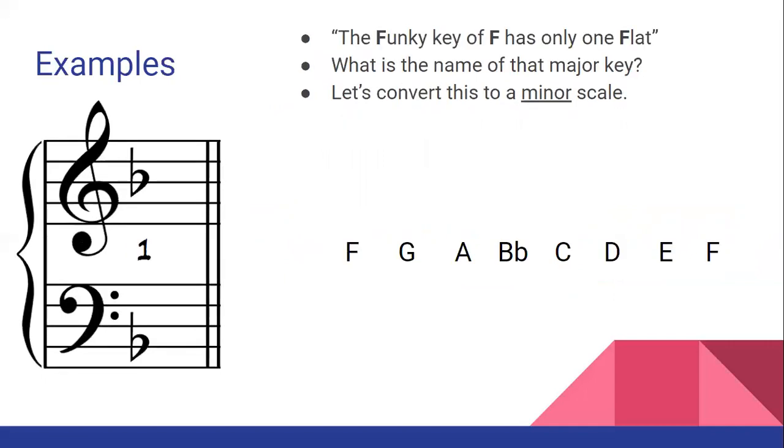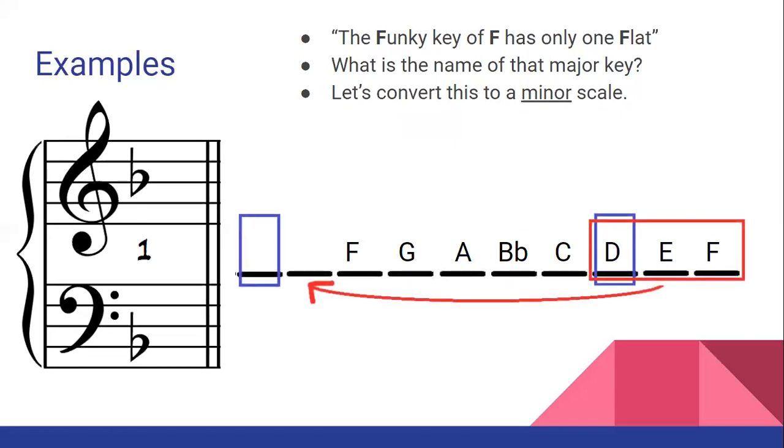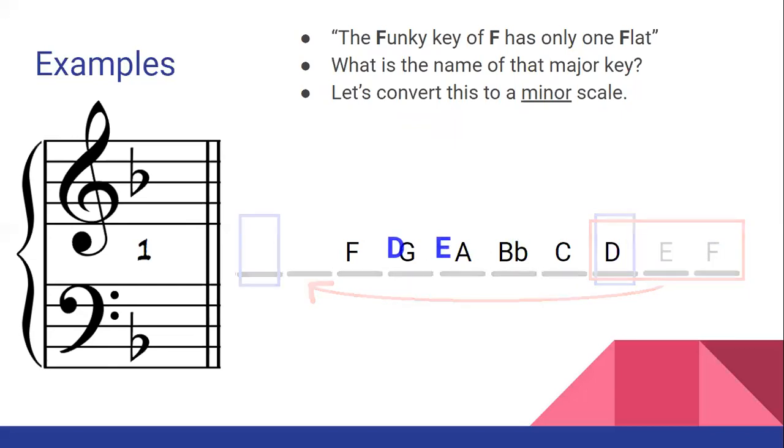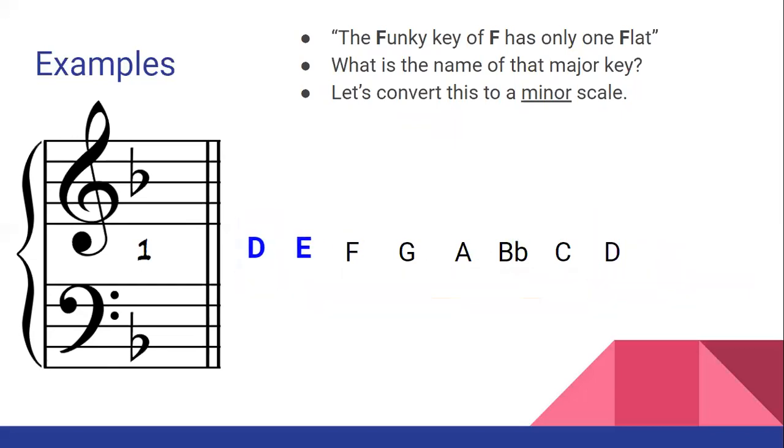The funky key of F has only 1 flat. So I spelled out the F major key and F major scale. Let's convert it to a minor scale. 2 notes down from F in the F major scale is D. So we're going to make D our new starting and ending note, get rid of E and F in the ends, and scoot it to the beginning instead. Our new spelling of our D minor scale looks like this: D, E, F, G, A, B flat, C, D. Where did the B flat come from? Well, it came from the key signature on the left.